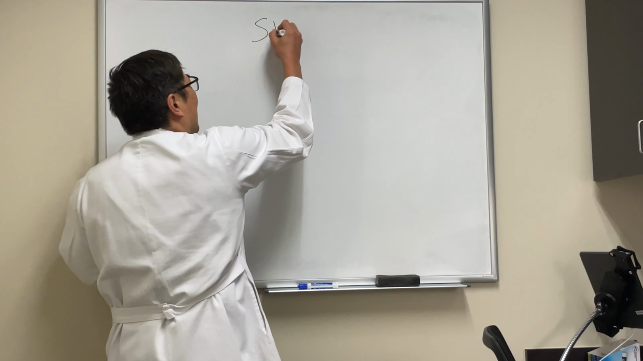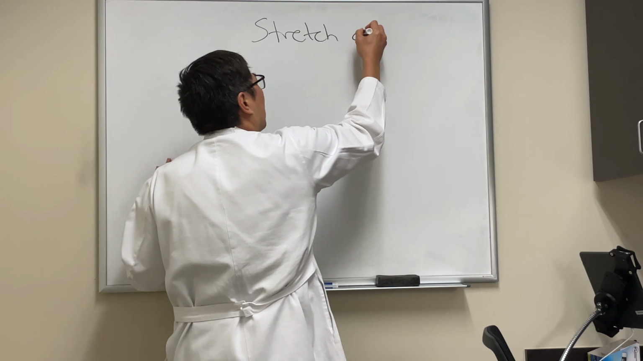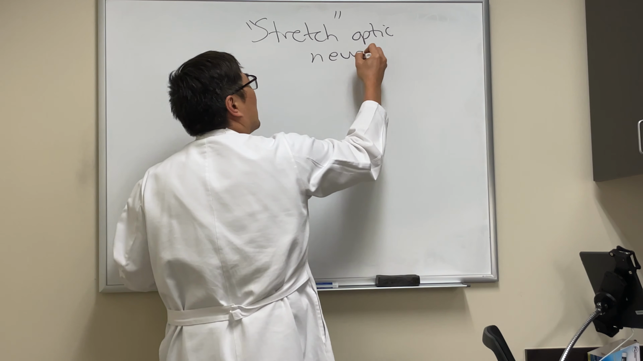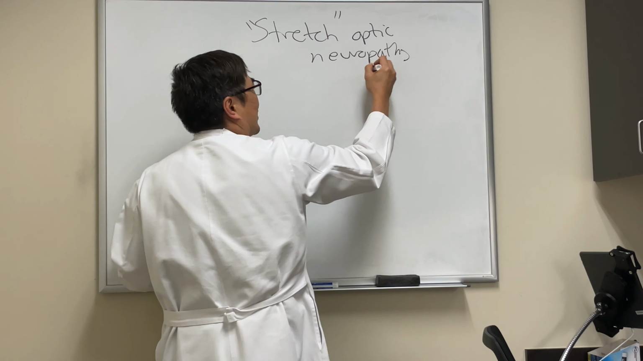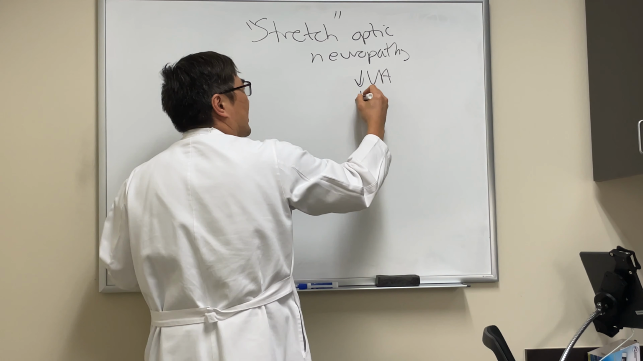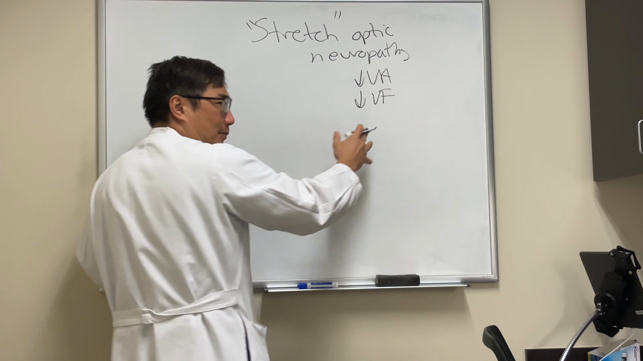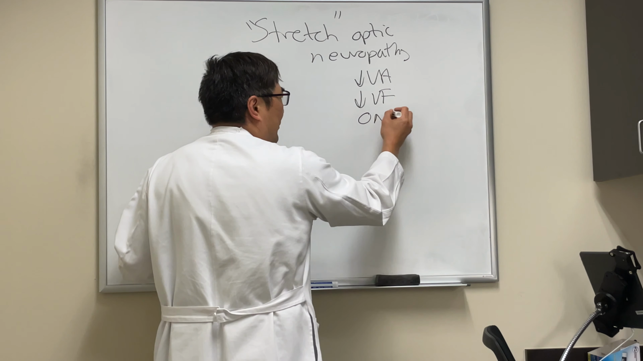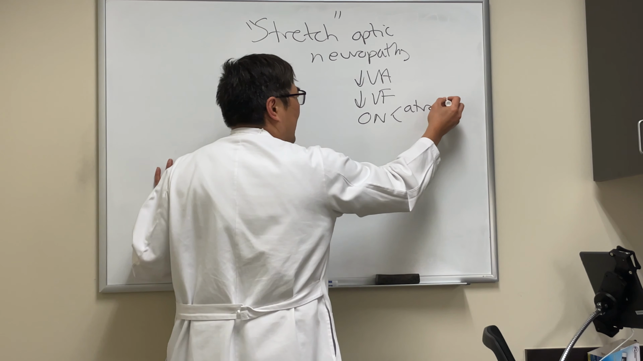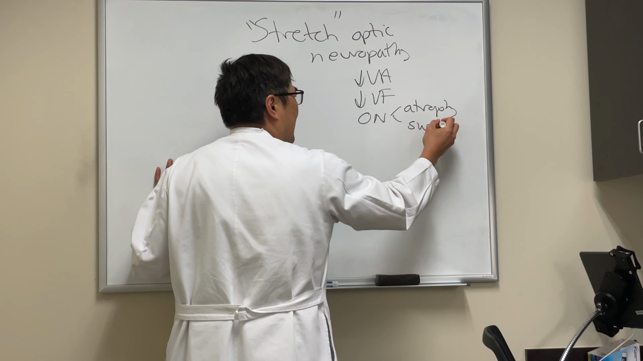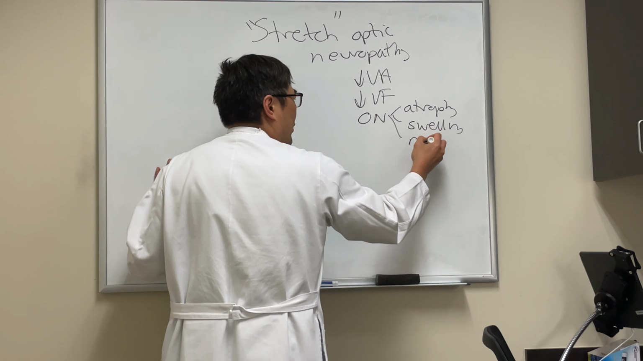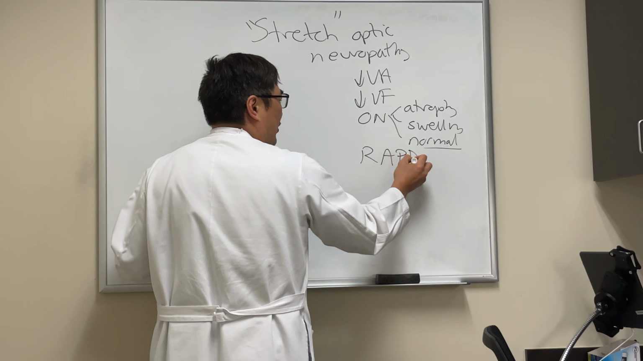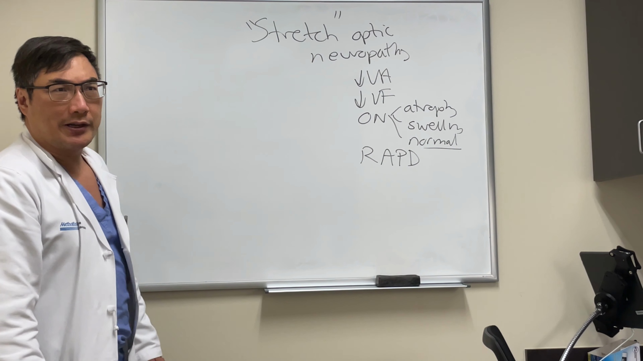So we're going to be talking about stretch optic neuropathy, and "stretch" is in quotes, of course. So optic neuropathy, of course, has the usual symptoms: decreased visual acuity, decreased visual field of any type, usually nerve fiber layer type or central scotoma, cecocentral scotoma, and the nerve might be swollen or it might be pale. So you could have disc edema, optic atrophy, or in the retrobulbar form, the nerve is normal. And the critical sign, especially if the nerve is normal, is the presence of the relative afferent pupillary defect.